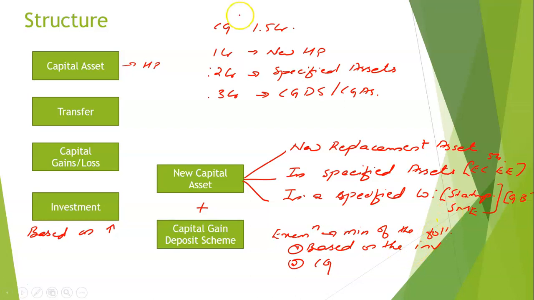Say ICAI gets a capital gain of 1.5 crores. Let's take for example ICAI only invests 1.4 crores. So 20 lakhs in specified assets, 20 lakhs in CGDS, and 1 crore for a new house. ICAI has only invested 1.4 crores. So based on investment, the actual amount is 1.4 crores and the actual capital gain is 1.5 crores. So ICAI will get the minimum of the following as exemption, and that is 1.4 crores. So that is the structure for this whole study.